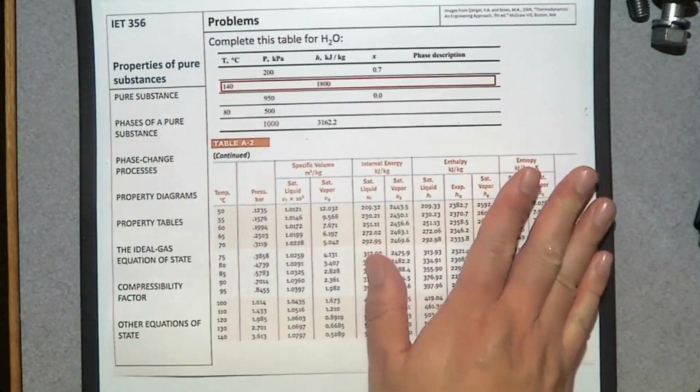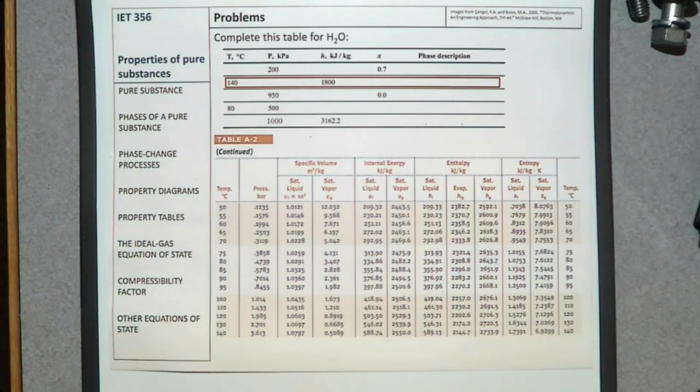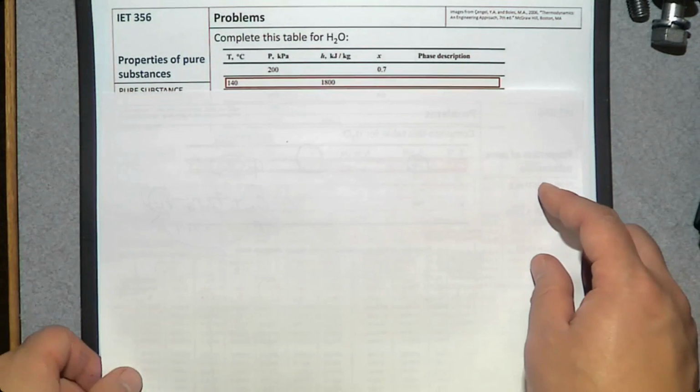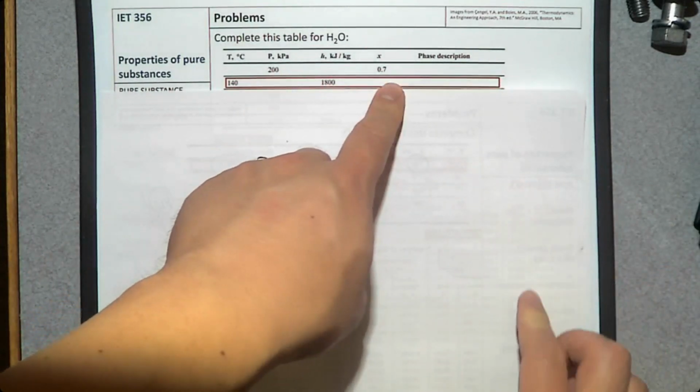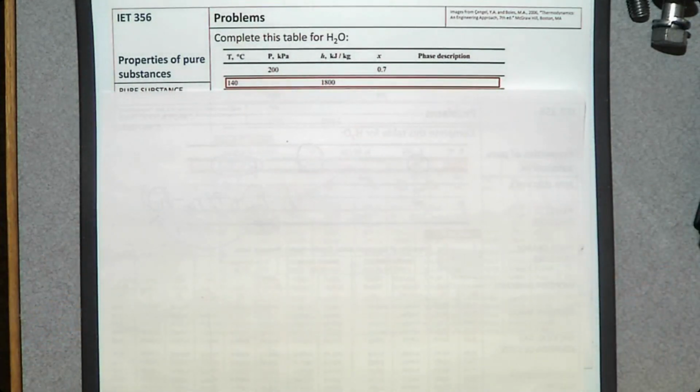Then let's go to the second problem. This time we know the temperature: 140 degrees Celsius, and h, the specific enthalpy, is 1800. In this case, how can we evaluate its pressure, quality x, and its phase? We need to make a property diagram. How can you make a property diagram? Since we know temperature, there are two property diagrams.